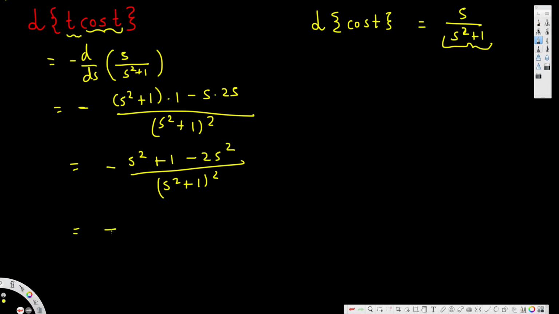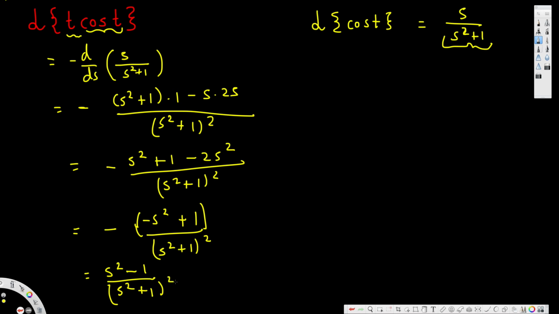Okay, here we have minus, and s square minus 2s square, that's negative s square plus 1 over s square plus 1 whole square. So this negative is common for both of them, so when we deal with this, we have to put a bracket for both, then substitute here. So minus minus, this is plus s square, and minus plus, it is minus 1 over s square plus 1 whole square. And that is the Laplace transform of t cos t.